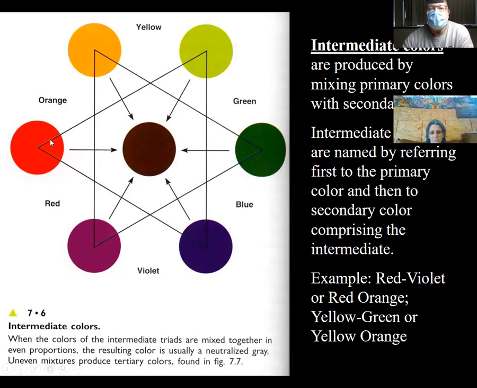So if you're looking at red orange right here, it comes between red and orange. Red is the primary, orange is the secondary color. And so the name of this color is red orange, because that's how we do stuff. Primary first, secondary second, to get the name of the intermediate color. And so starting at the top with yellow, we're going to go to yellow orange. Then we're going to come over here to red orange. Then we're going to drop down here to red violet. See how that works? And then skipping over here, we're going to go to blue violet.